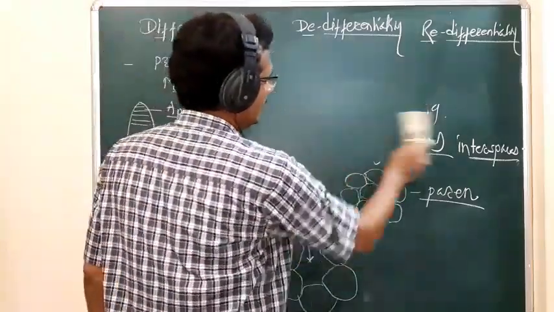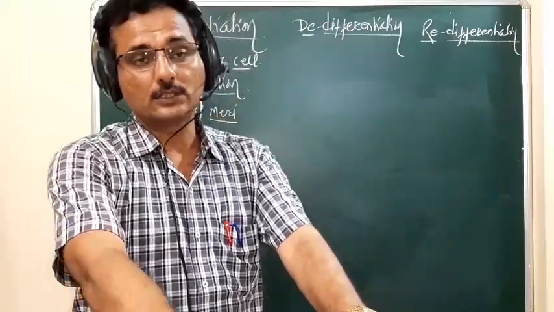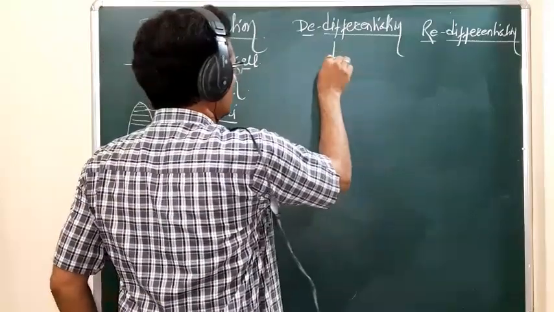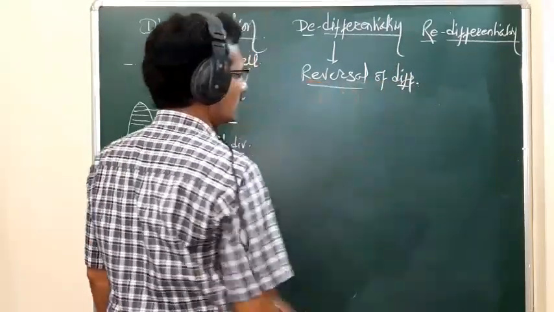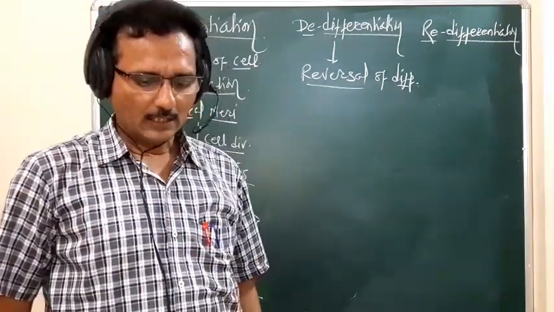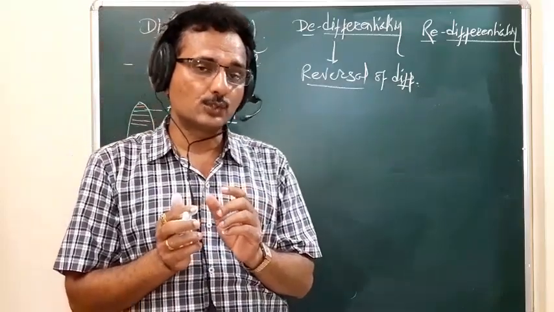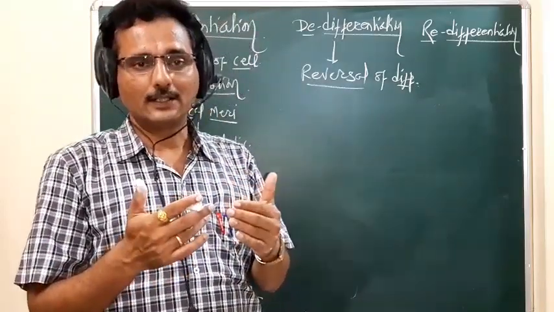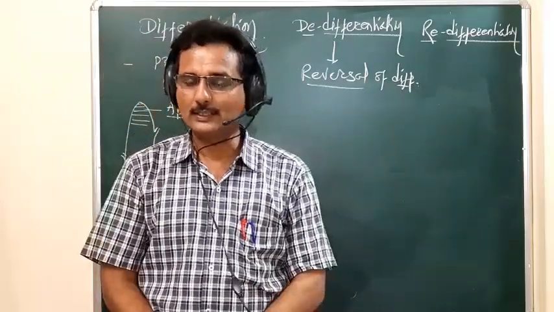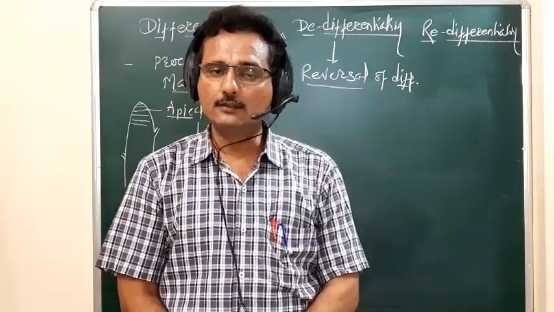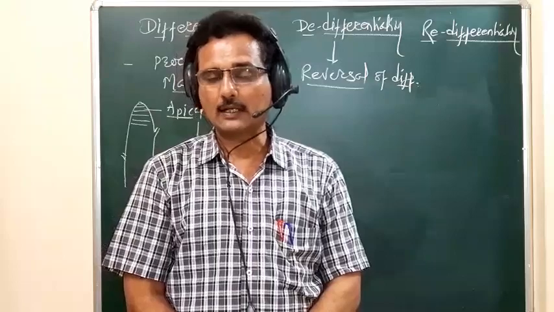Then student, what is meant by de-differentiation? So de-differentiation is the reversal of differentiation. Okay, it is a reversal of differentiation. So remember, student, the cells are formed because of differentiation. Those permanent cells regain the power of division, and because of this, there is a formation of the interfascicular cambium and cork cambium. Okay, interfascicular cambium and cork cambium, these are the secondary meristem.